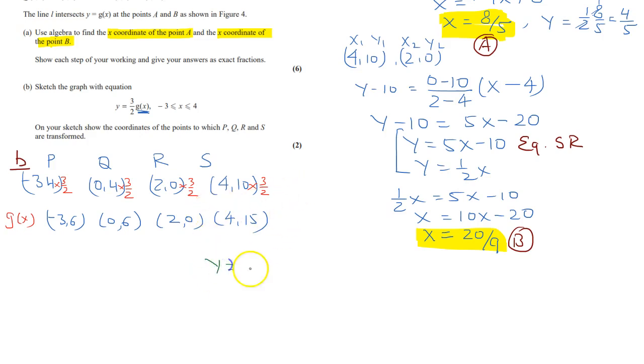When y is equal to a f(x), it will affect only y coordinates. And if it is y is equal to f(ax), it affects x coordinates.